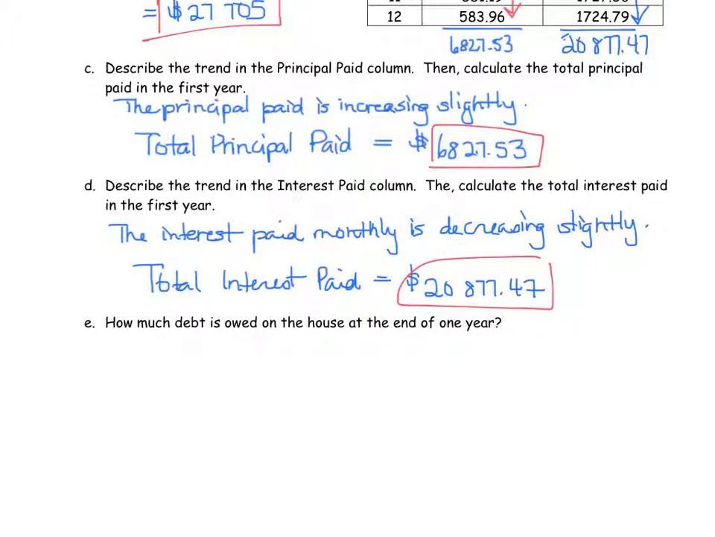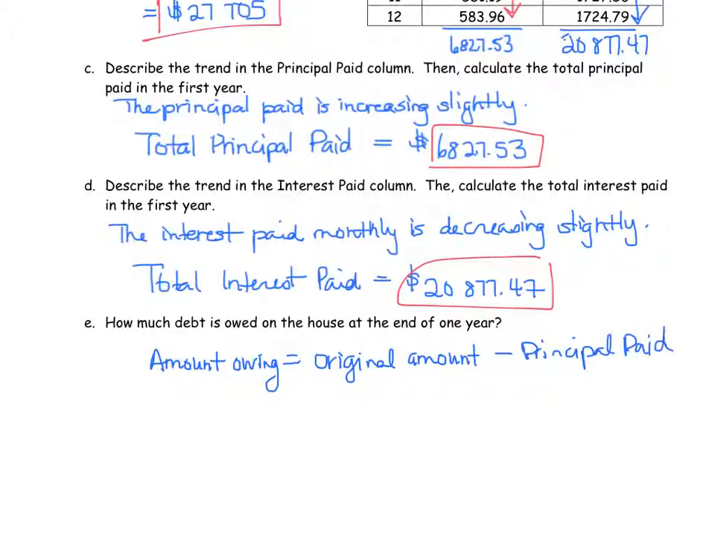How much debt is owed on the house at the end of 1 year? If you're going to calculate what you still owe the bank, then you take the amount that you borrowed initially and you subtract the principal that you've paid because you still owe the outstanding interest. So it's going to be the original amount minus the principal that you've paid. You don't get to subtract the interest that you've paid because that's the part the bank gets to keep.